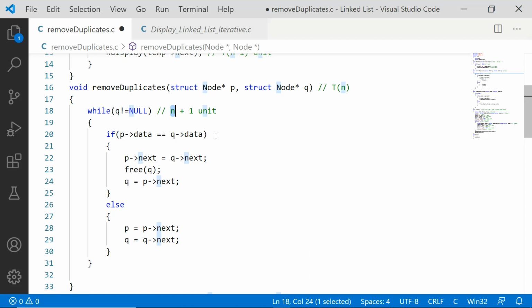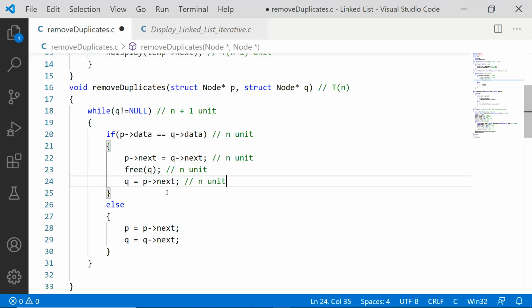So checking this condition, doing this comparison, will take 1 unit of time for 1 execution. If it is executed n times, totally n unit time. So p of next will be taking n unit. Free of q also will be taking n unit for doing it n times. And this condition is speaking about the worst case, if all the entries are duplicates. So it is going to have n unit.